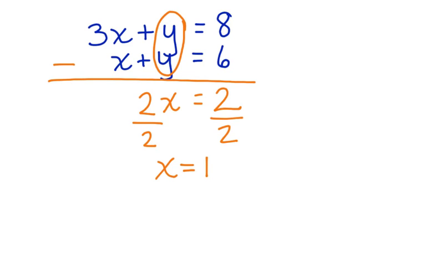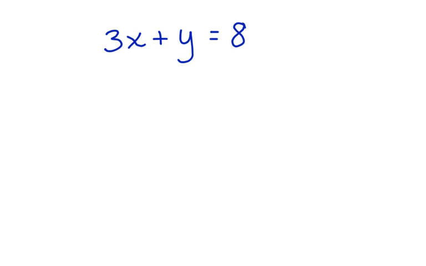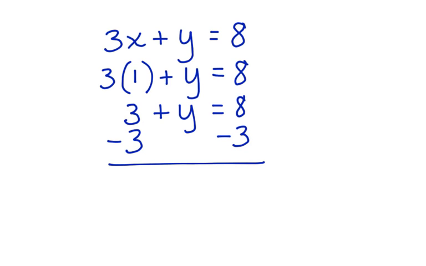Now we can substitute the 1 back into this first equation and solve for y. We substitute the 1 in for x: 3 times 1 plus y equals 8. 3 plus y equals 8. Now we subtract 3 from both sides, and we have y equals 5. So we believe that the solution for this system is (1, 5).